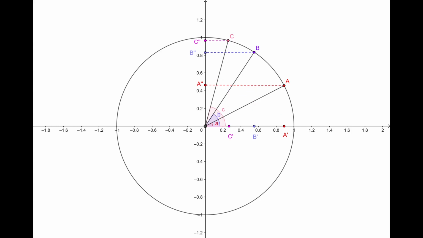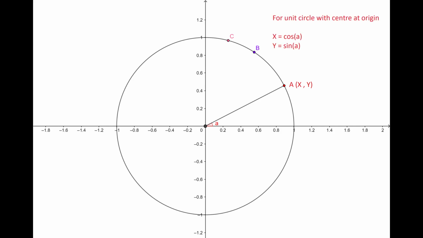Also, if we draw perpendiculars from these 3 points on the y-axis as shown, the length A double dash will be cos A, BB double dash will be cos B and CC double dash will be cos C. So now it is clear that the x coordinate of any point on a unit circle with center at origin is equal to the cosine of the angle made by the line joining that point and origin with the positive x-axis, and the y coordinate is equal to the sine of that angle.